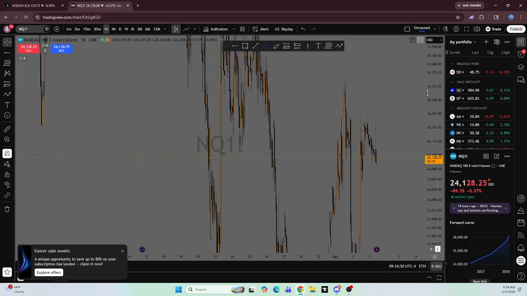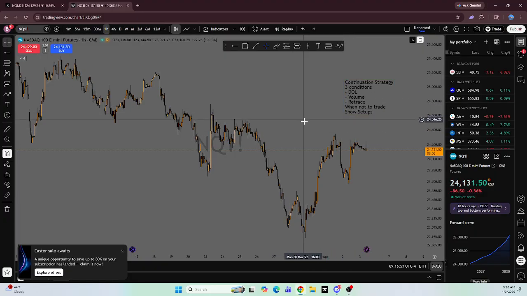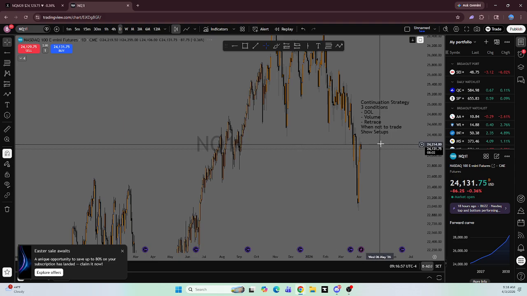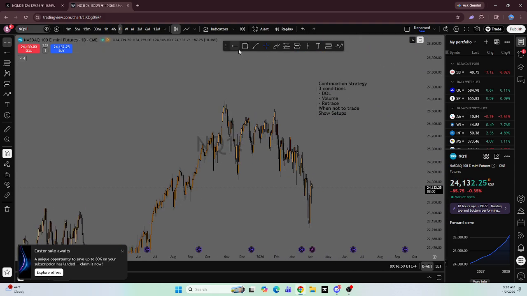But the main thing, we're gonna go over when not to trade now, but the main thing is price needs to be actually trending and moving somewhere. You can see high time frame right here. We are stuck inside this range for weeks on weeks.